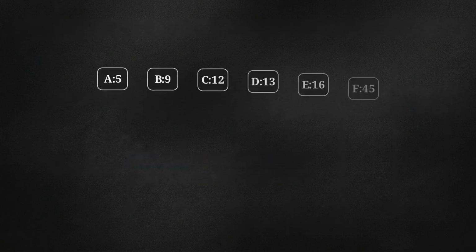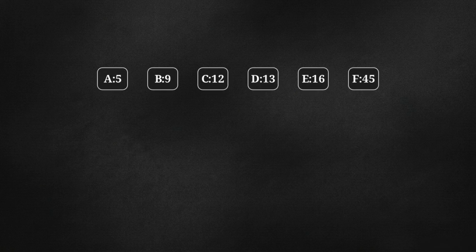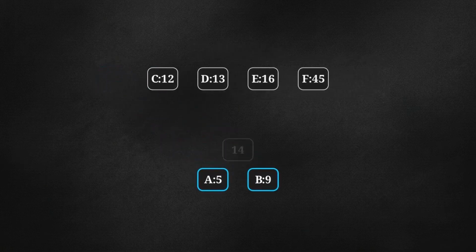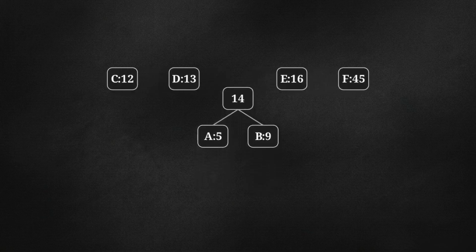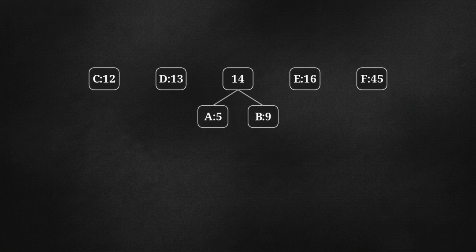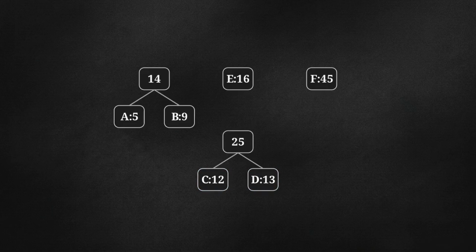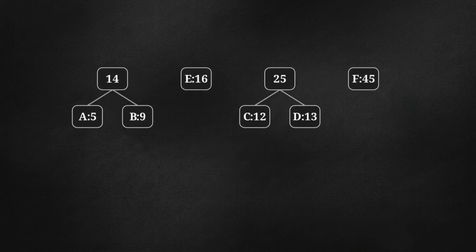The algorithm begins by initializing each character from the frequency table as an independent leaf node. This horizontal min-heap pushes the smallest frequencies to the front. The algorithm greedily extracts the lowest nodes, A at 5 and B at 9, fusing them into a parent node of 14, which reinserts into the sorted array.